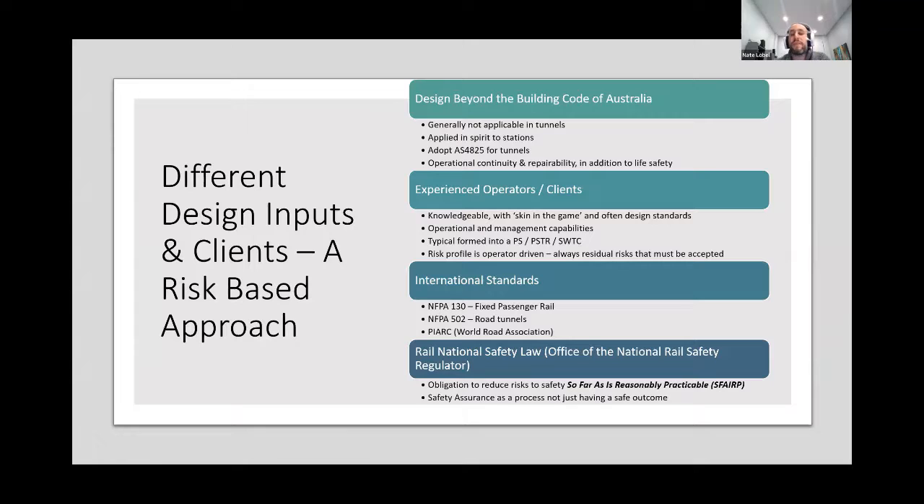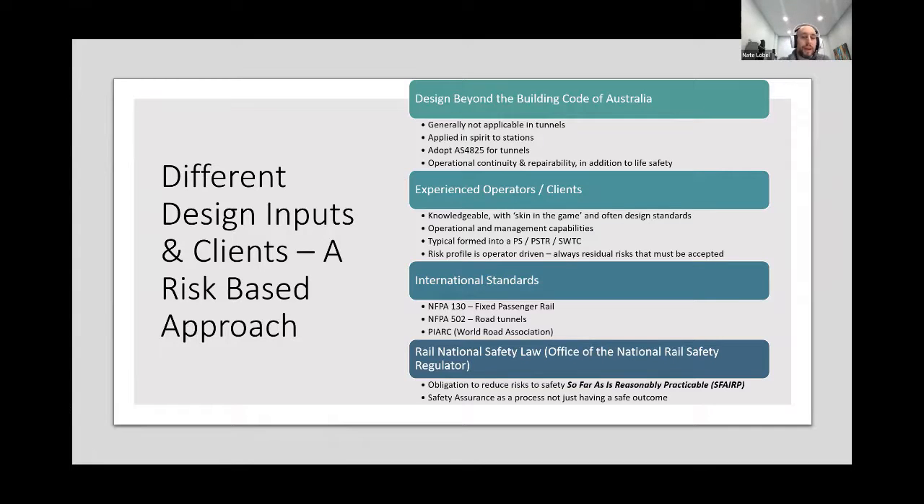So it might list 15 fire scenarios you need to consider, and it will clearly say you have to also prove that there aren't other ones that are relevant. And this last one here, Rail National Safety Law, or RNSL, is operated by the Office of the National Rail Safety Regulator. Obviously, this applies to rail, not road. This was a nationalized law in, I think, 2013 or 2014 that sets out a risk framework for how rail operators operate, and it extends to designers and maintainers and even to decommissioning rail systems.